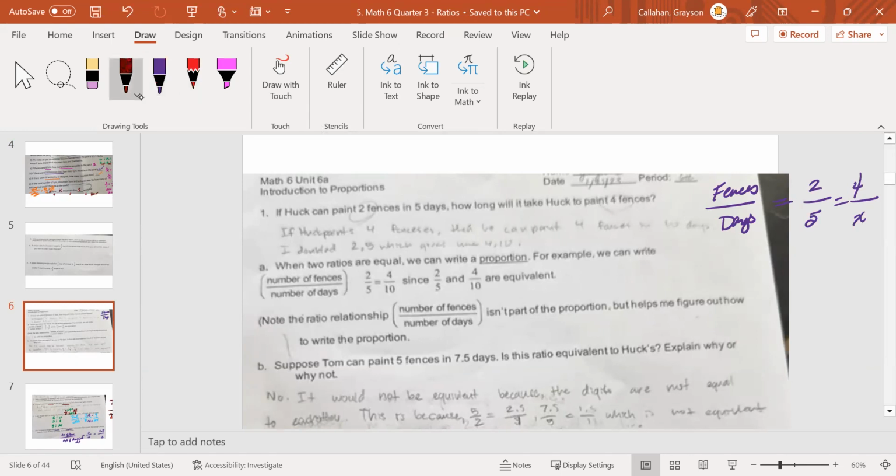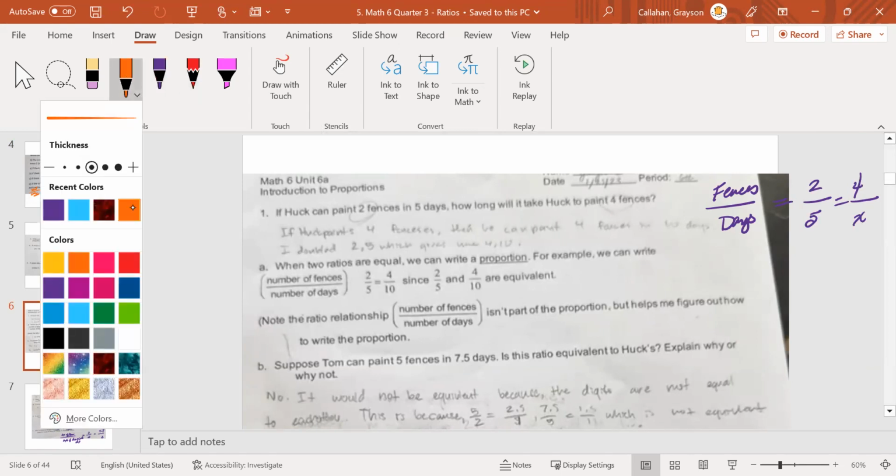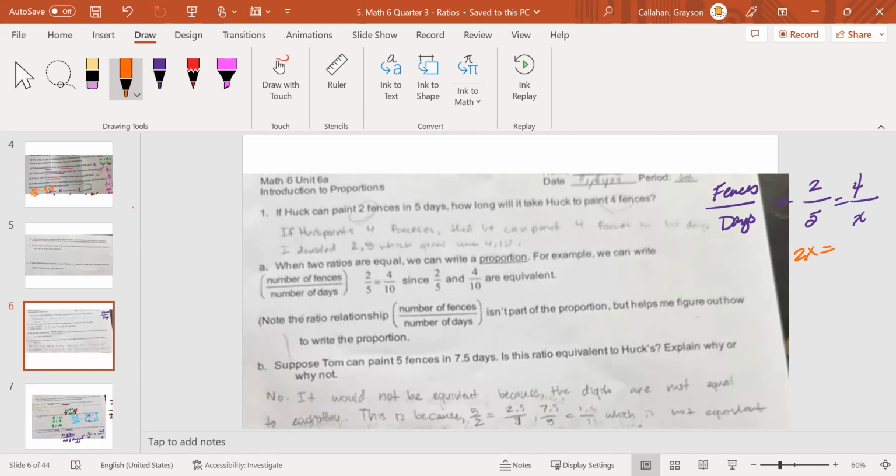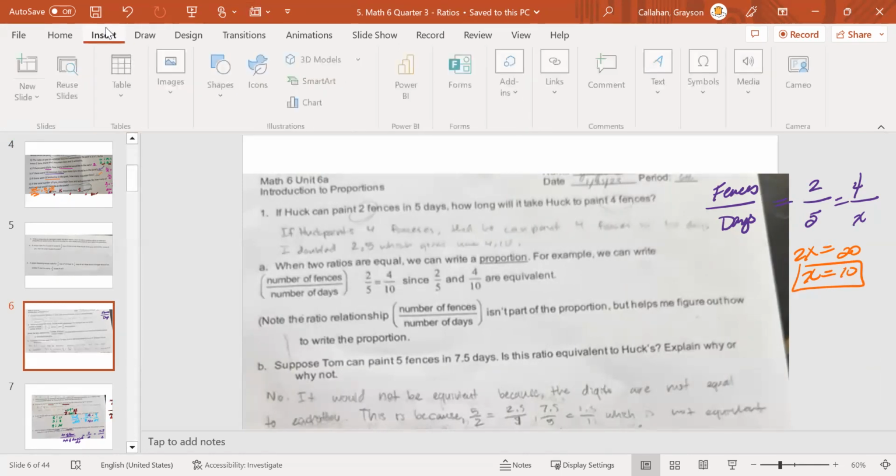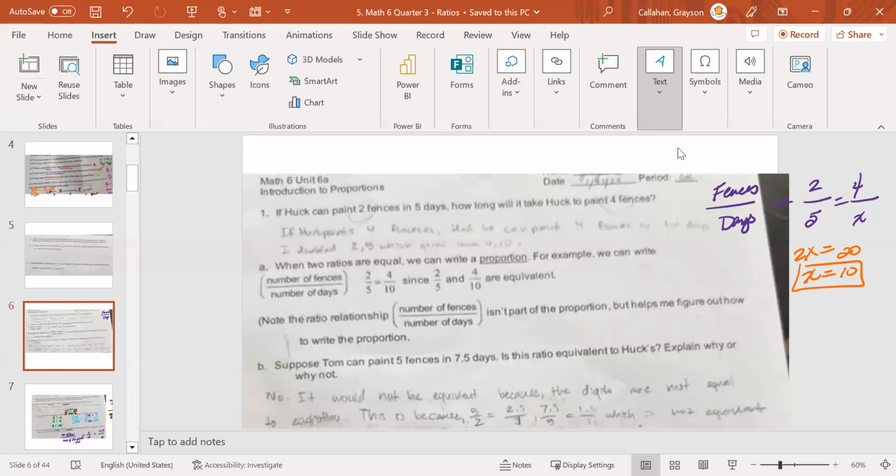Do you see how you're writing a bunch of words, which is great, but you need to show the work. 2 times x is 2x, 5 times 4 is 20. What is 20 divided by 2? 10. I don't see 10 anywhere here. I mean, it's great that you're writing that, but at the end of the day, it's a big jumbled mess if you don't know what you're talking about.